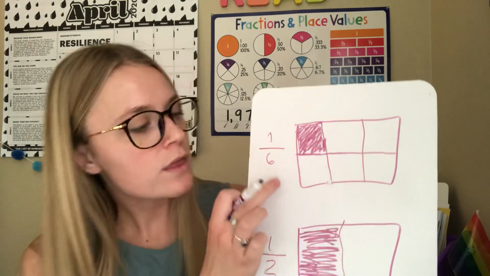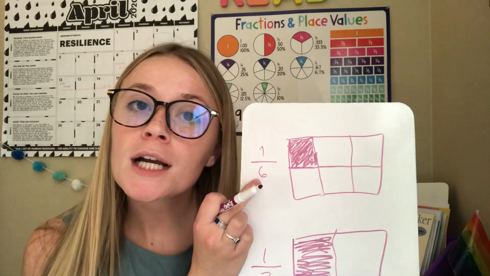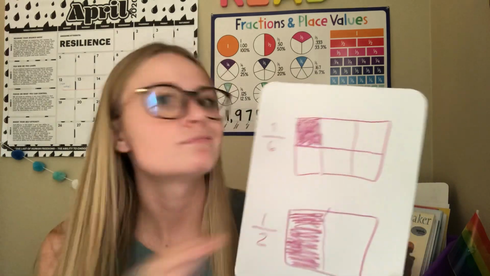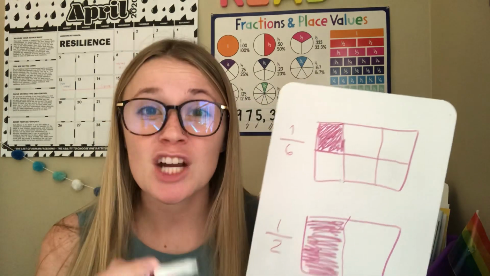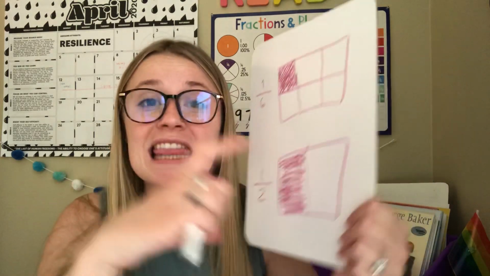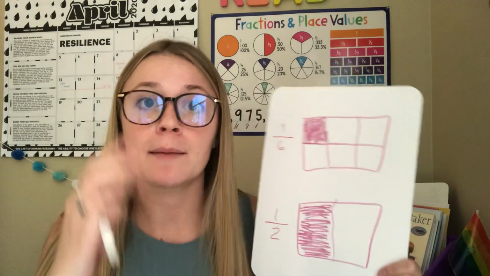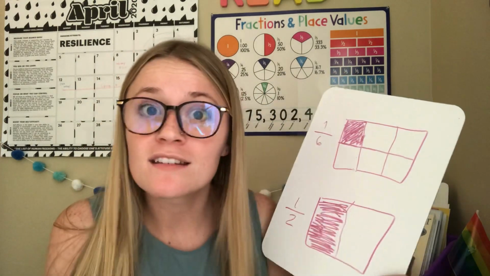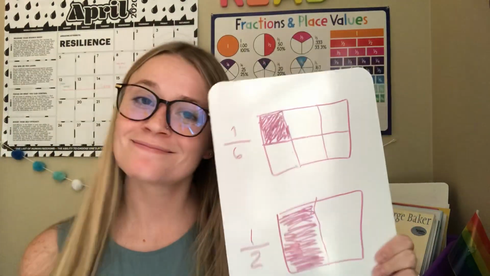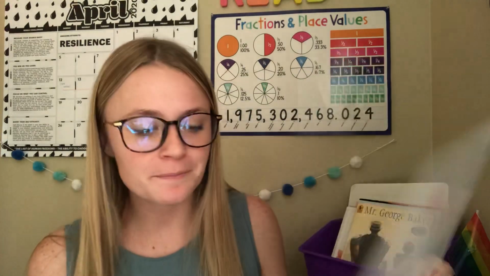Sometimes that gets a little confusing with students. They think that, oh, since the number is bigger, the pieces must be bigger. If the denominator is bigger, that means that there are more pieces in the same shape, the same whole. So they have to be smaller to fit them all in. Okay? So there's my little tangent.